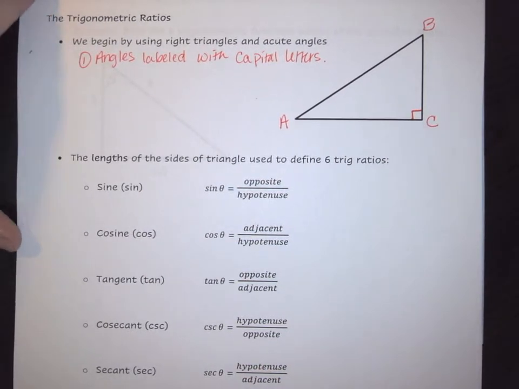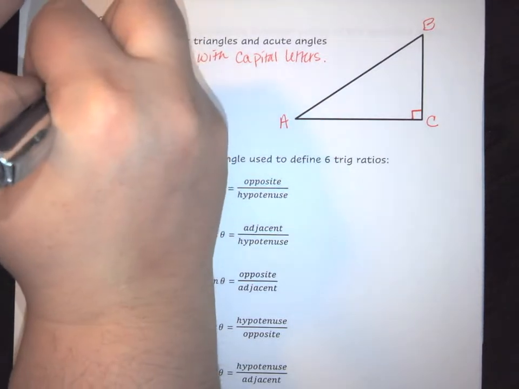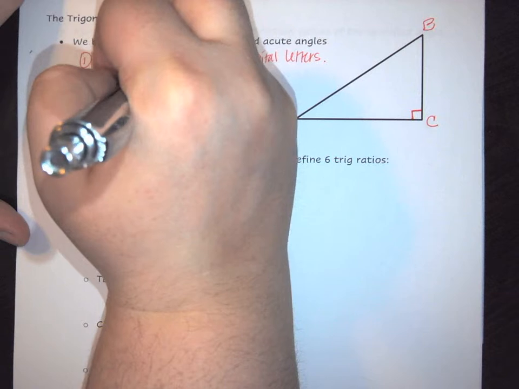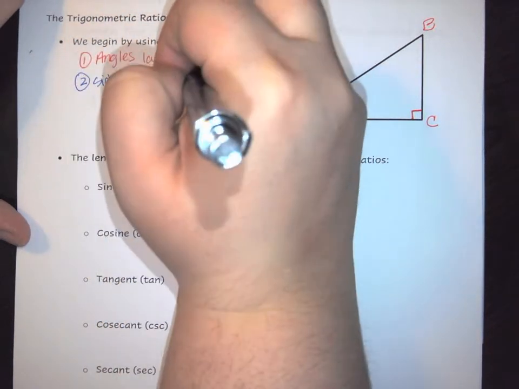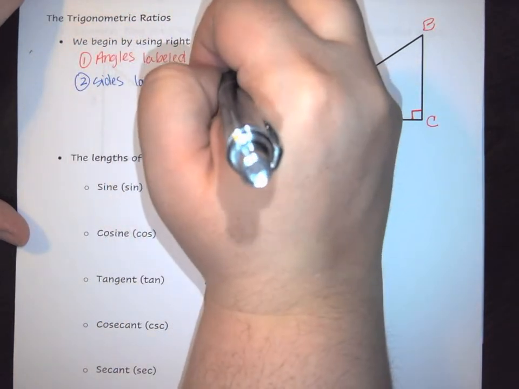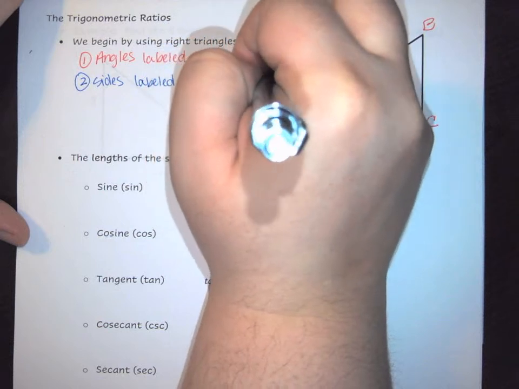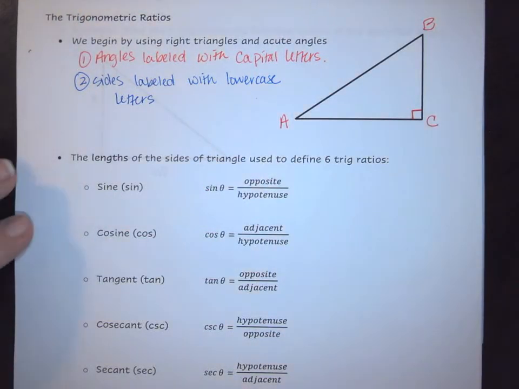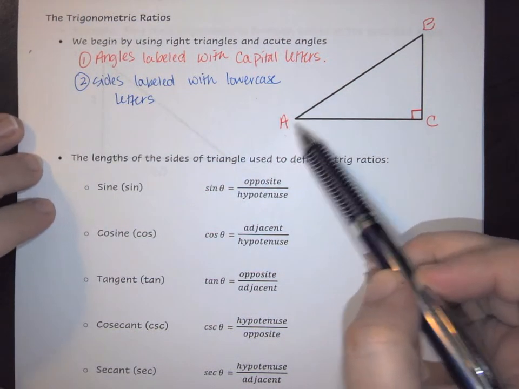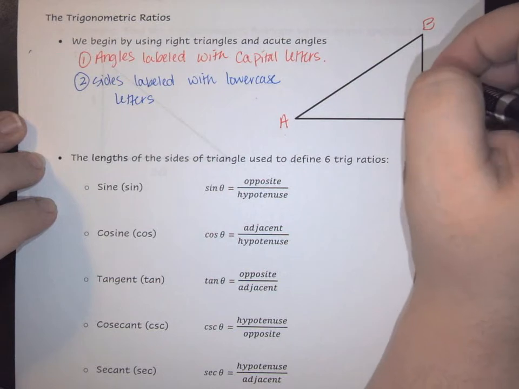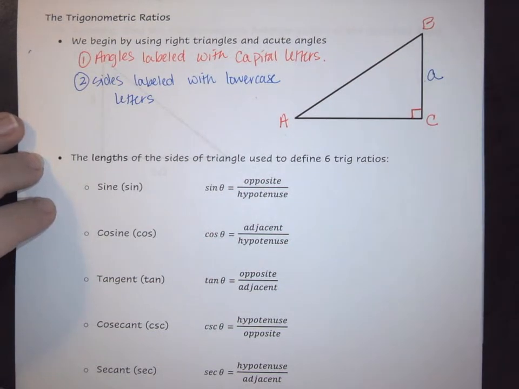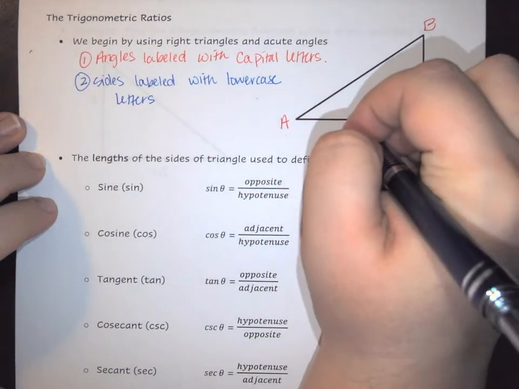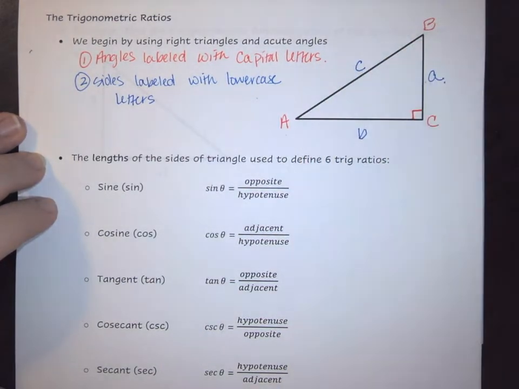The second thing that we have is that your sides are labeled with lowercase letters. Now when we're looking at our triangle, we look at the angle we have, and the side opposite that angle gets labeled with the lowercase of the angle letter. So this would be side a, down here would be side b, and over here would be side c.